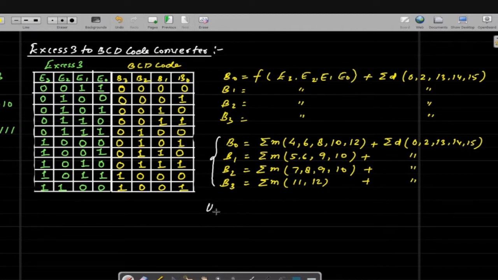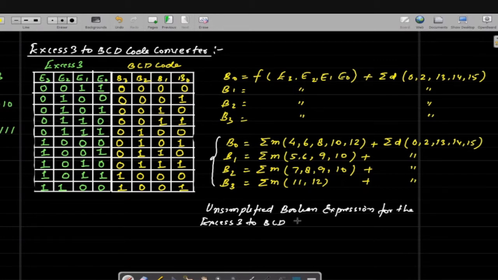So these are the unsimplified Boolean expressions for the Excess-3 to BCD code converter. Of course, we can also implement these Boolean expressions with the given minterms by basic logic gates.